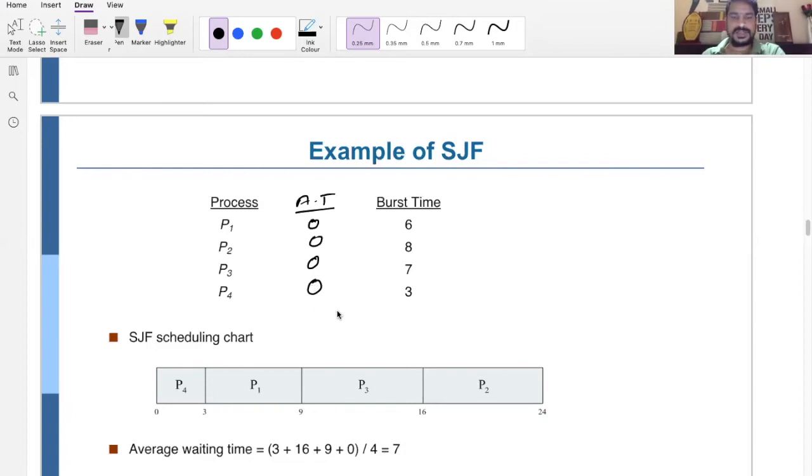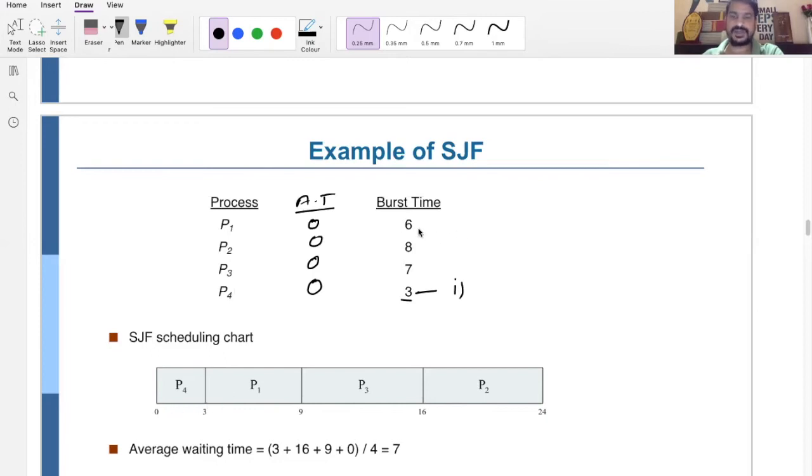Now next is which one has to be chosen. So definitely if you go for burst time as a criterion, the first one that we'll choose is P3. Sorry, P4. It is P1, P2, P3, P4. So the first one is P4. P4 will go first. And what is the burst time? Burst time is 3. So it will go from 0 to 3.